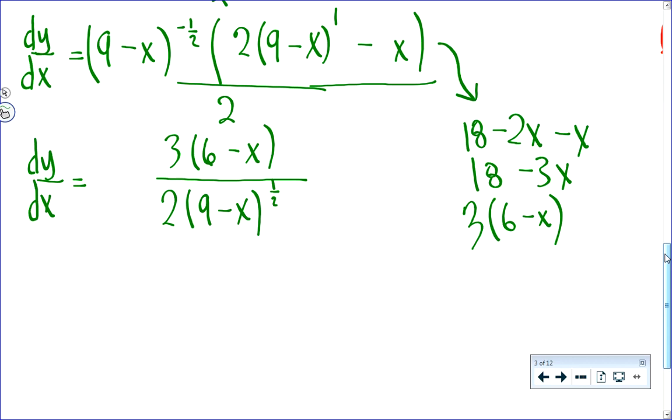My critical values of x would be x critical equals 6 and x critical equals 9. 6 is a value of x that makes the derivative equal to 0. 9 is a value of x that makes the derivative undefined.